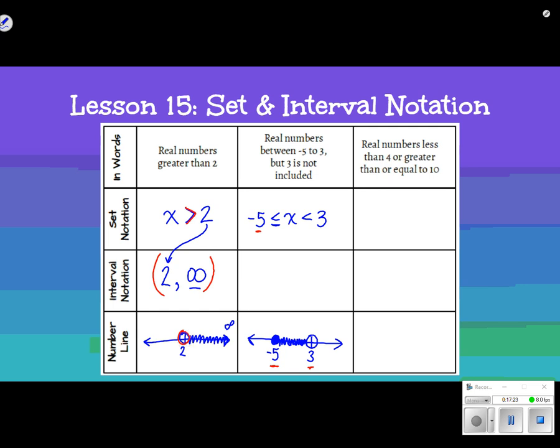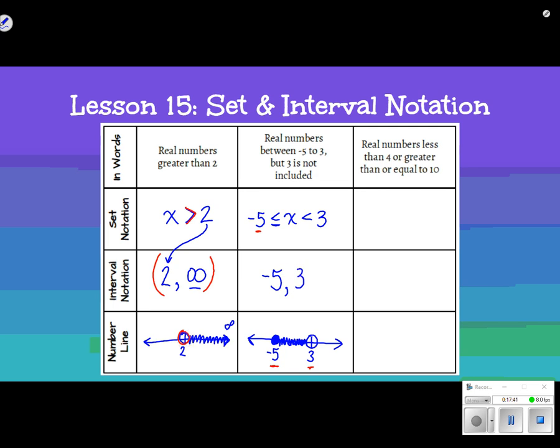All right, now for our interval notation we're going to focus just on the endpoints. The smallest number in my shaded region is -5, comma, the largest value is 3.